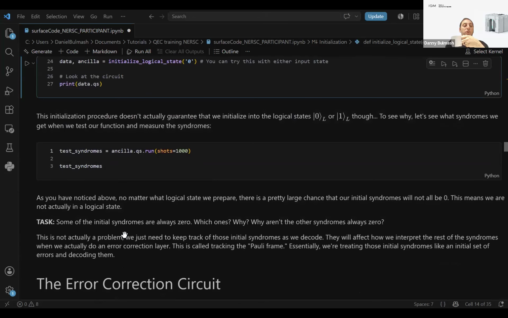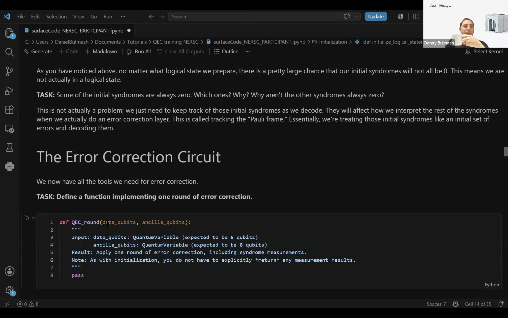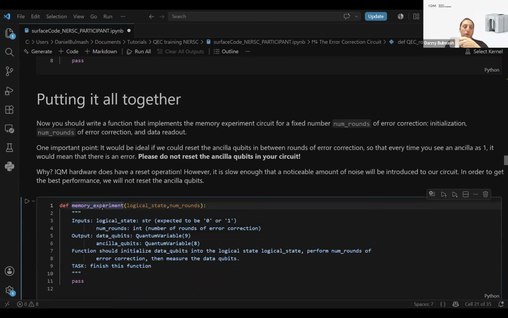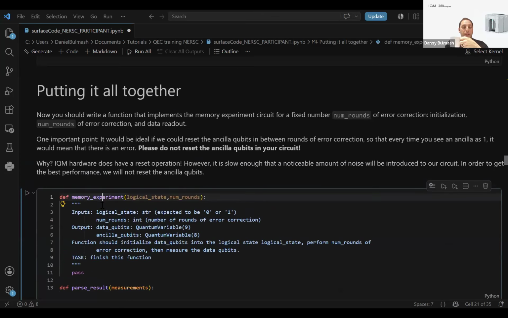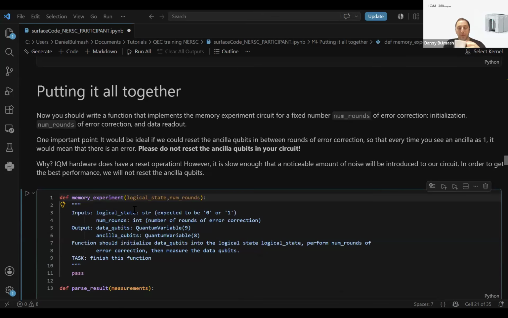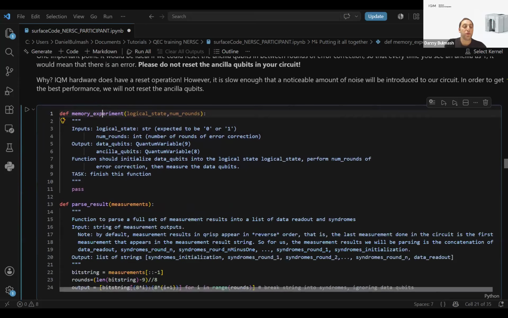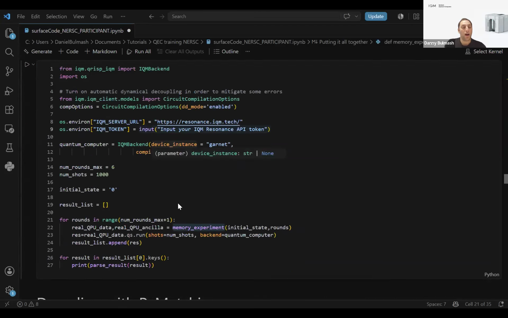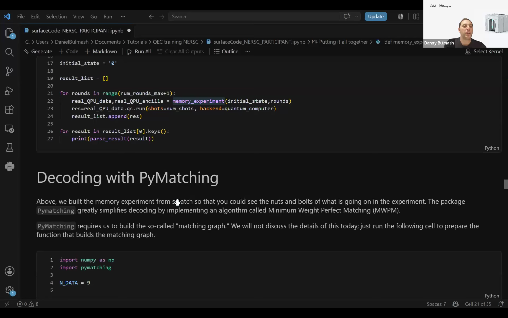Okay, so we'll talk about initialization, and then we'll do one round of error correction. And finally, we'll write the memory experiment that is going to initialize the qubits, perform error correction, and then measure the data qubits. So that's the sequence of things that we'll do. Those are the things that you'll be writing, and then we'll submit it to real hardware. And then the decoding comes at the end.